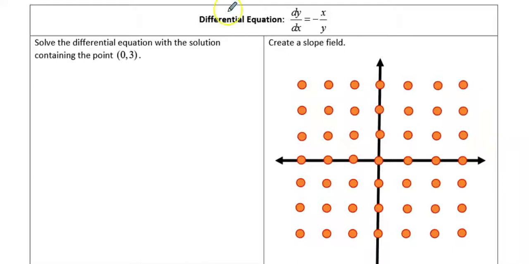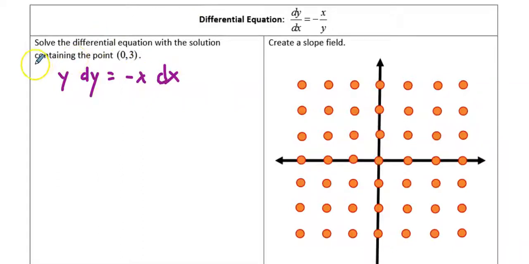The first thing we're going to do is actually solve the differential equation, as you've been learning in calculus. So we have dy over dx is equal to negative x over y. The first thing you learn when solving the differential equation is to separate the variables. So we're going to get y dy equals negative x dx. We're basically cross multiplying here. We want the y's with the dy and the x's with the dx.